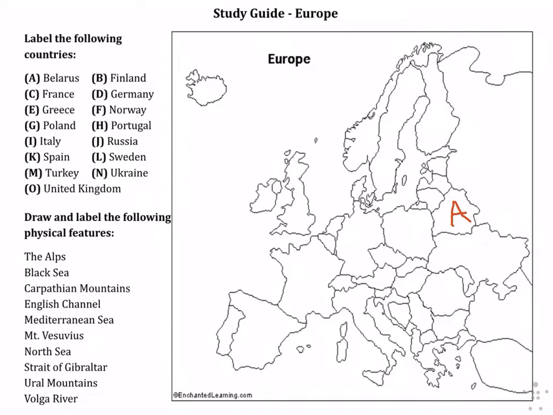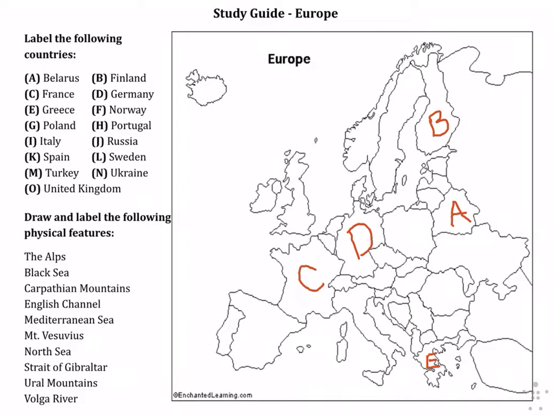Next one is France. France is located towards the north of Spain. So that is right here. It's right beside the English Channel. And I skipped B, which is Finland. So I'm going to go ahead and mark Finland. It's right beside, to the west of Russia. D is Germany. Germany is right beside France. And my next one is Greece. Greece has all those islands, so it's on the southern part, right beside the Mediterranean Sea. There is Greece. It's E.